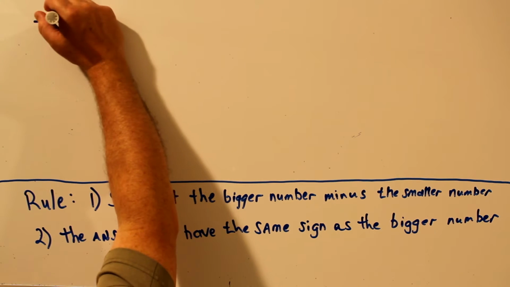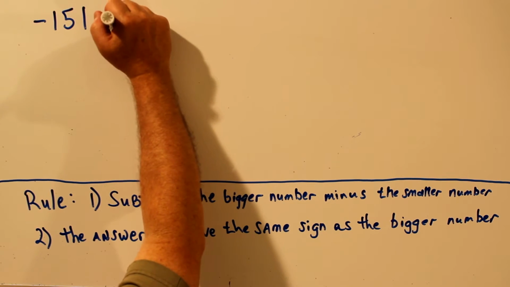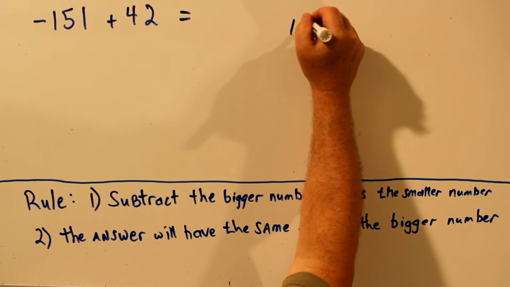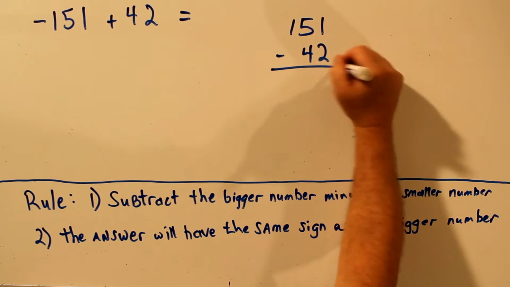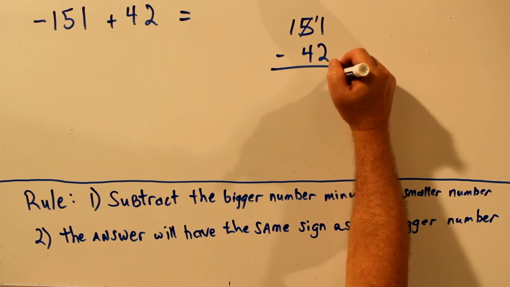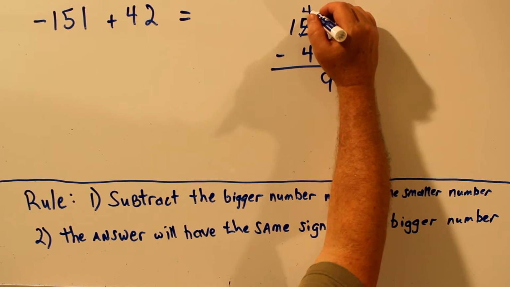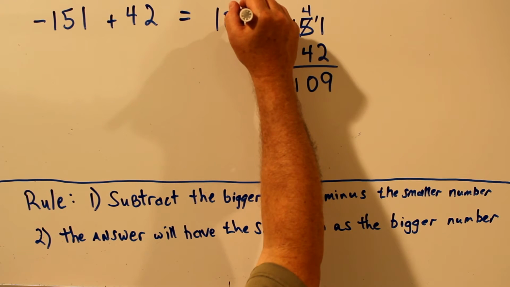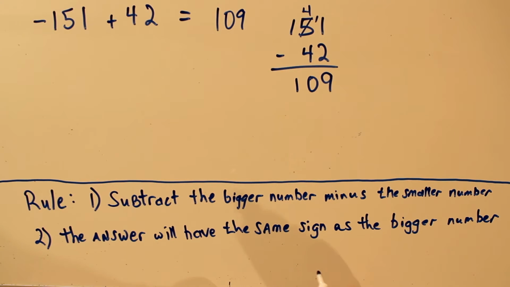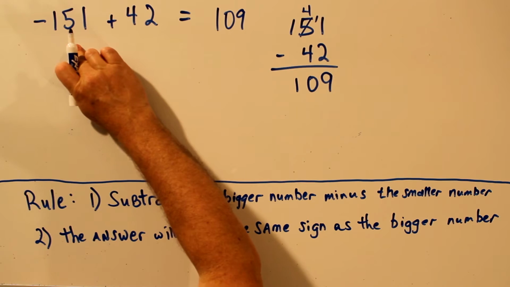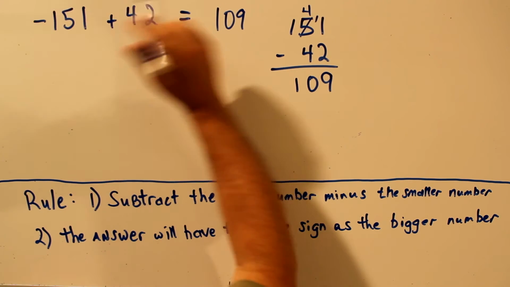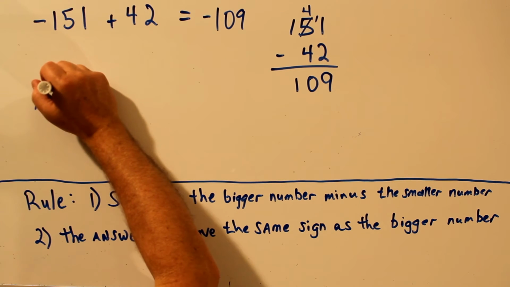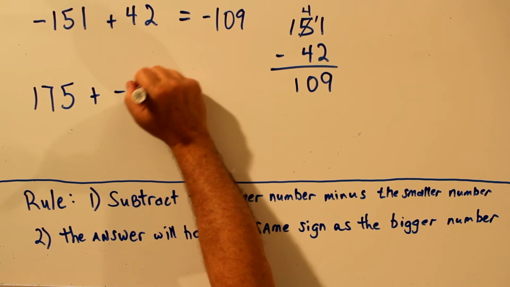What if we added negative 151 plus 42? Subtract the bigger number minus the smaller number. Well, 151 is the bigger number, minus 42. Here we have to borrow 1. 11 minus 2 is 9. That makes this a 4. 4 minus 4 is 0. 1 minus 0 is 1. 109, write it down. The answer will have the same sign as the bigger number. 151 is bigger than 42. 151 has a negative sign, so the answer will have a negative sign. Negative 109.